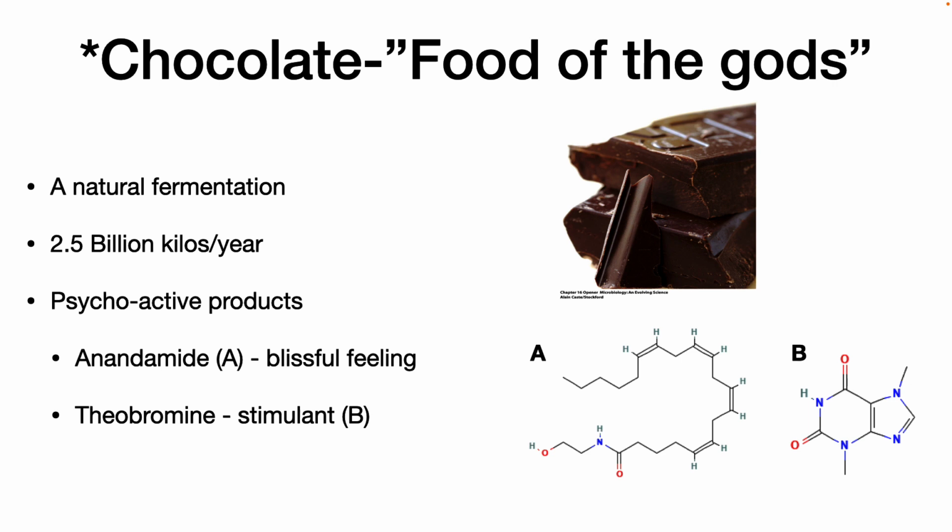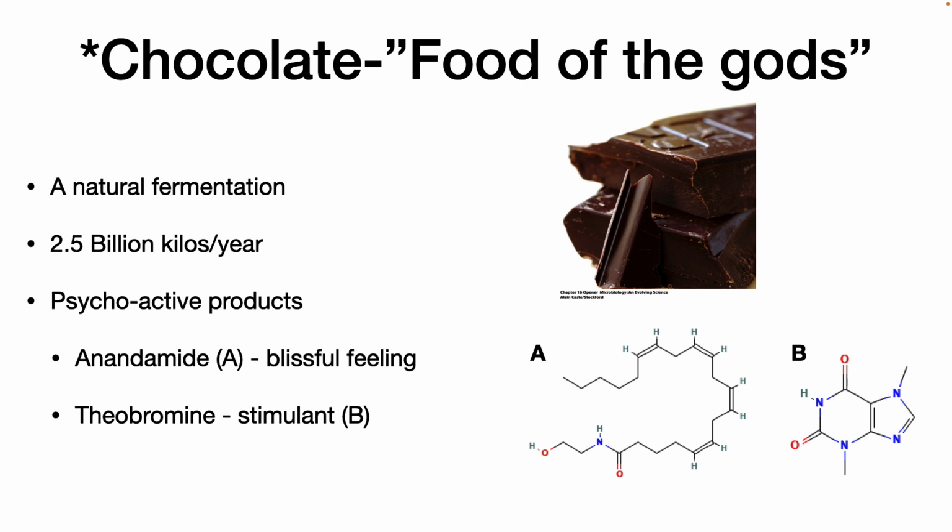Chocolate is big business, with over 2.5 billion kilos of it being produced each year. Chocolate has a number of psychoactive products: anandamide, structure A, and theobromine, a stimulant, structure B. Anandamide is a chemical manufactured in the brain that is associated with a blissful feeling and is generated from running, yoga, and meditation. It is the chemical basis of the runner's high. Chocolate also has this compound and can generate similar feelings in some people.